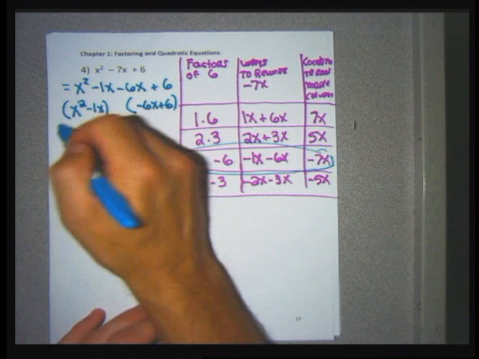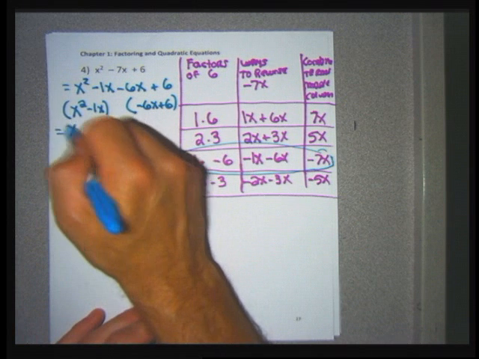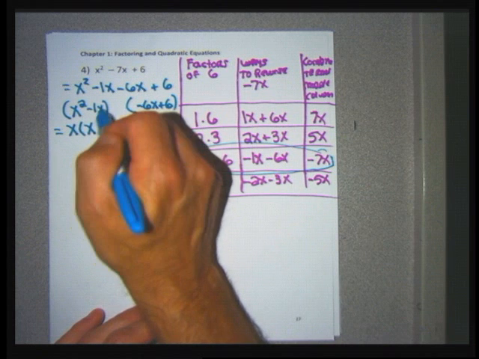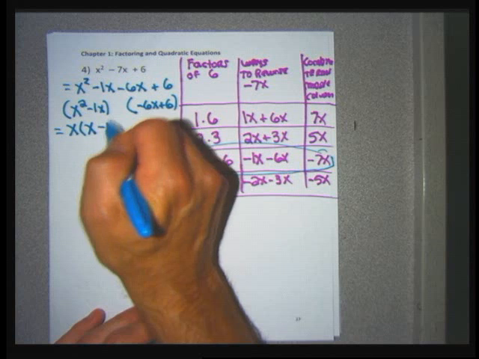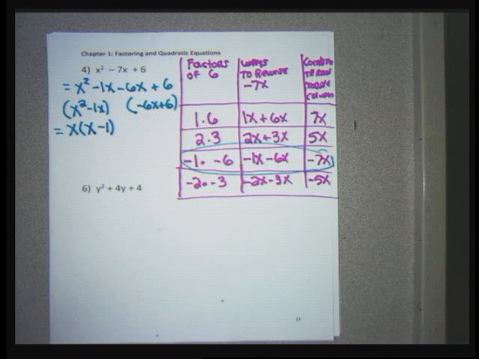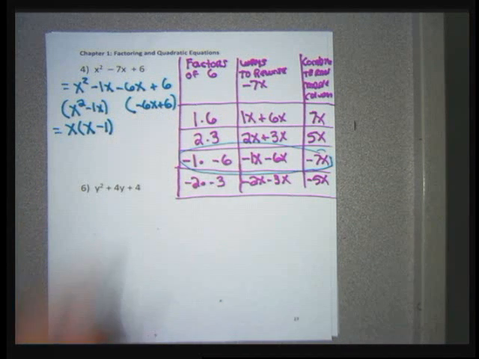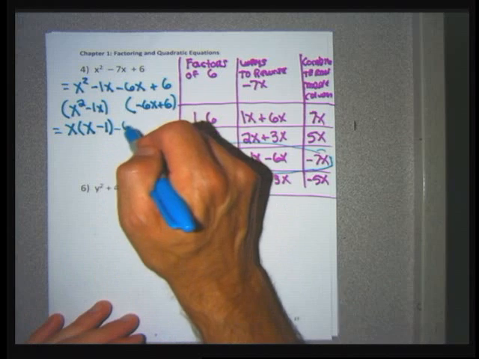The first term, I'm going to factor out a common factor of an x. I'll take 1x away from the x squared, be left with 1x. I'll take an x away from the minus 1x, be left with a minus 1. In the second parentheses, I have to factor out a negative because the first number is negative and the common factor of 6. So I'm going to put a negative 6.